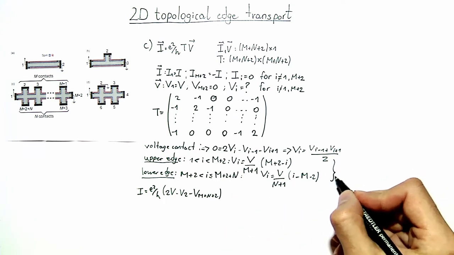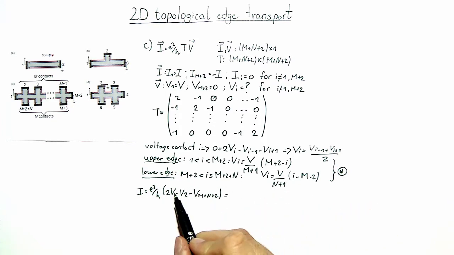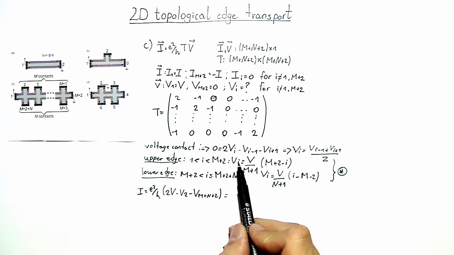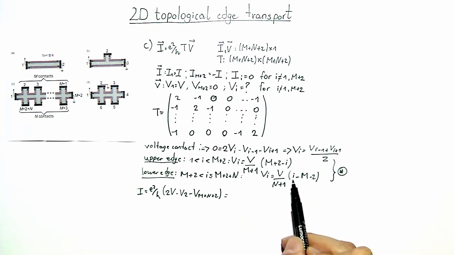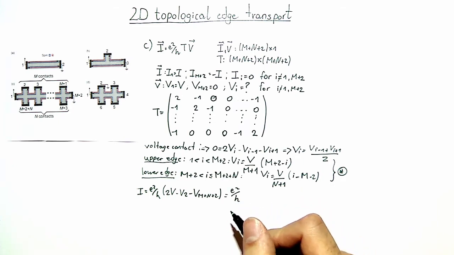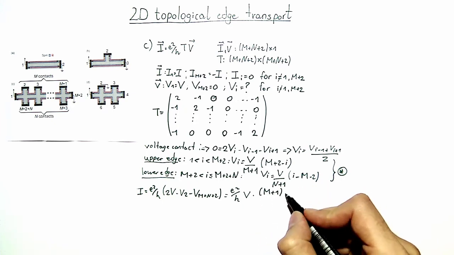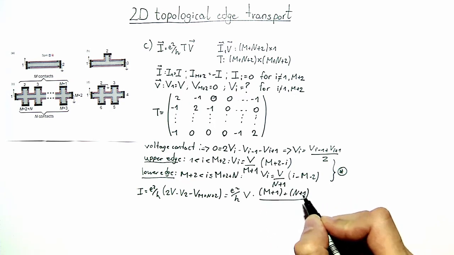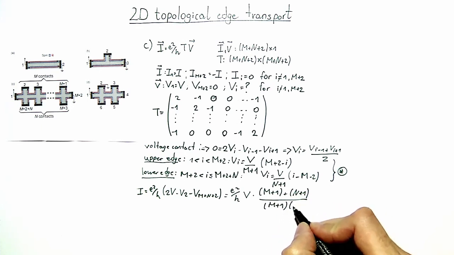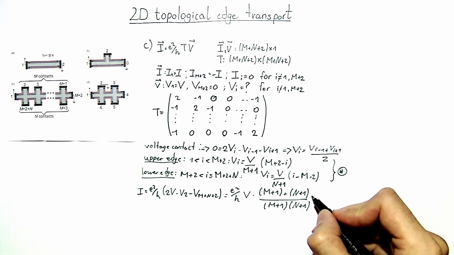And now we can use these two expressions to express V2 and V m plus n plus 2 in terms of the voltage V, just by plugging in here a 2 for the index I, and here an m plus n plus 2 for the index I. So then we obtain that the current is given by e squared over h times V times m plus 1 plus n plus 1 divided by the product m plus 1 and n plus 1. Now notice that I wrote this in a very suggestive way because we want to further simplify this expression.